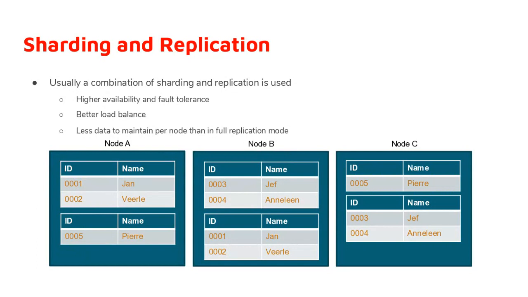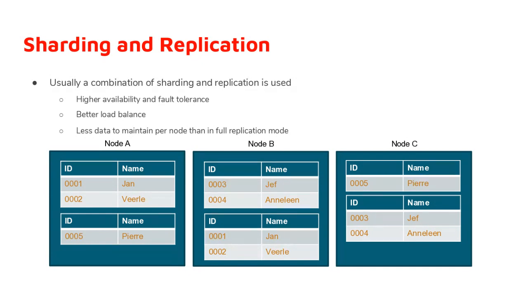The data is partitioned, so we don't store all the data on a single node, which is good because it wouldn't fit. But it's a combination. So Jan Veerle is duplicated on 2 servers, not on all servers, but on 2 servers. Also Jeff and Elaine, so that data is replicated, but it's also partitioned. So it's a mix of both approaches.